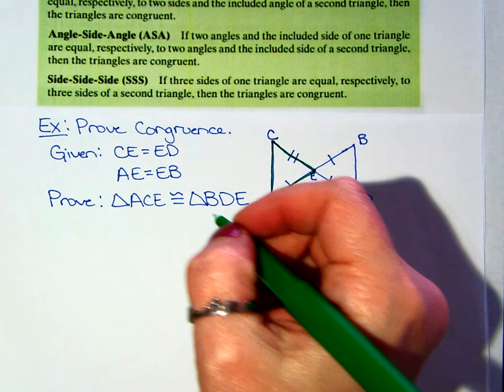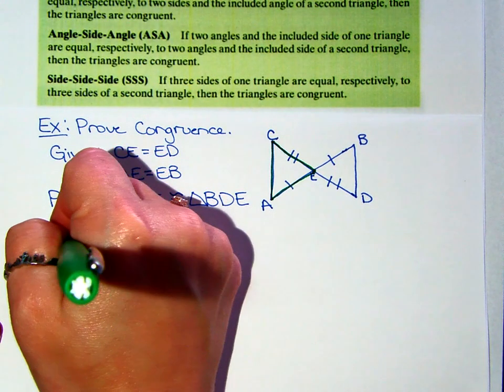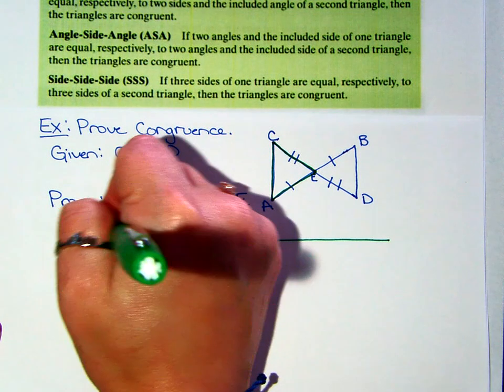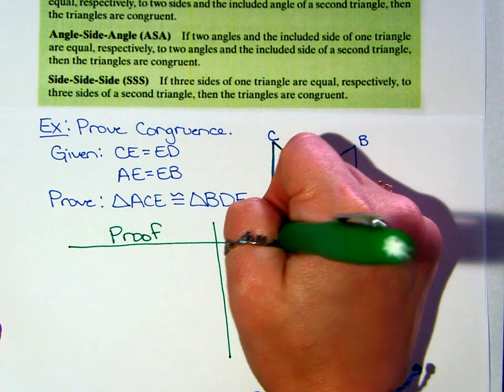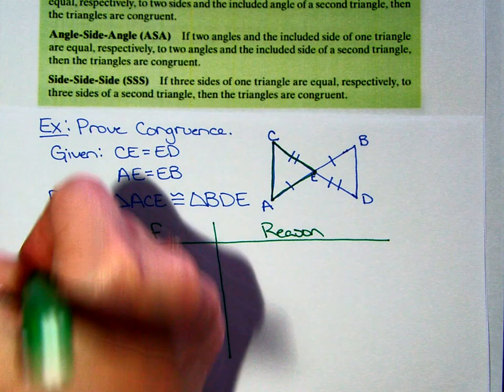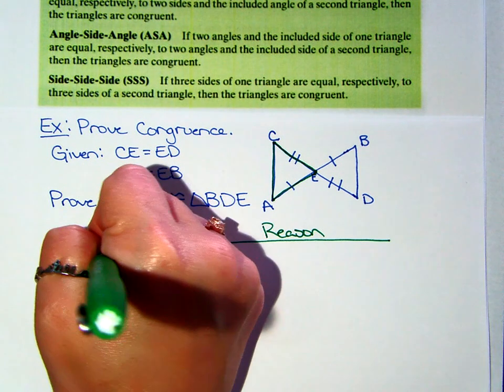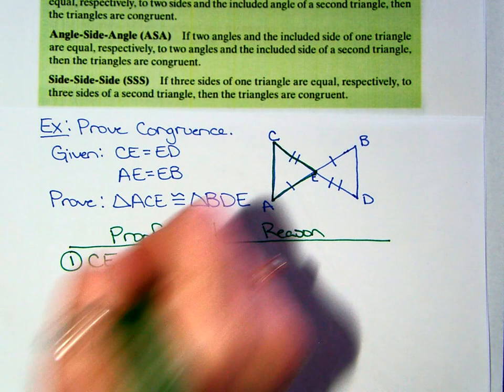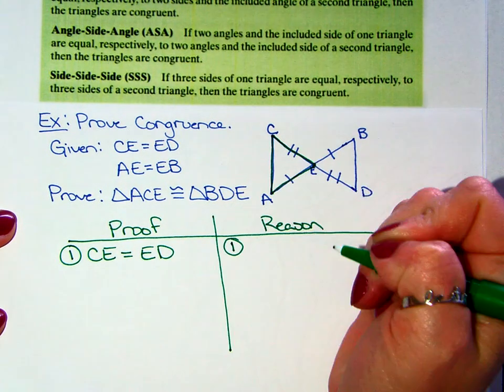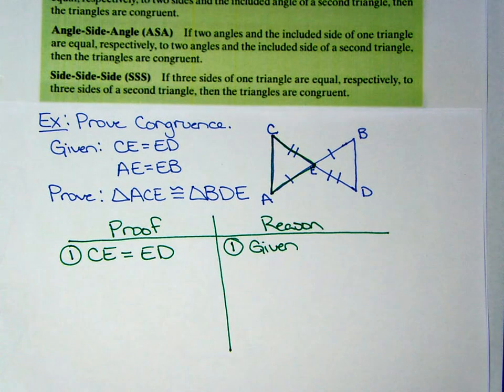When you are doing a proof, you will have 2 columns. So think of it like a T-chart. One side will be your proof. One side will be your reasoning. The way you want to start your proofs is you always want to start with the stuff they give you. What do we know for a fact? Well, the first thing I know for a fact is that CE equals ED. And I even label my points so that I know this is one proof, and here's my reason for it. It's given. That's something they told us.